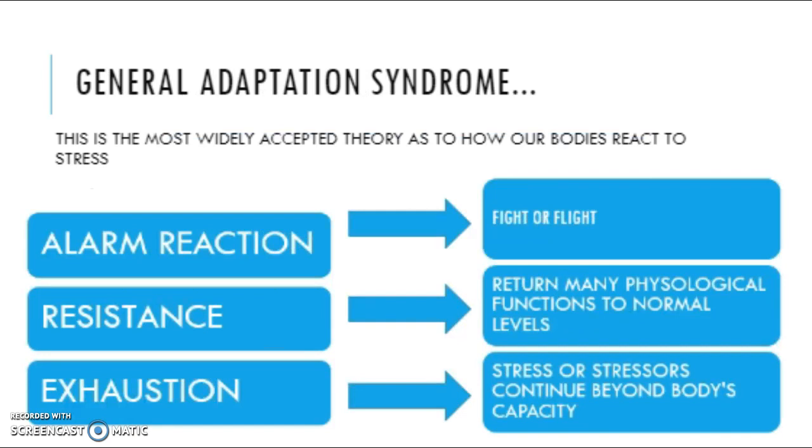Briefly, I'm going to talk about the general adaptation syndrome. This is the most widely accepted theory as to how our bodies react to stress. So first we get an alarm reaction, which refers to fight or flight. Then there's resistance, where many physiological functions return to normal levels. Exhaustion can then occur. Stress or stresses continue beyond the body's capacity.